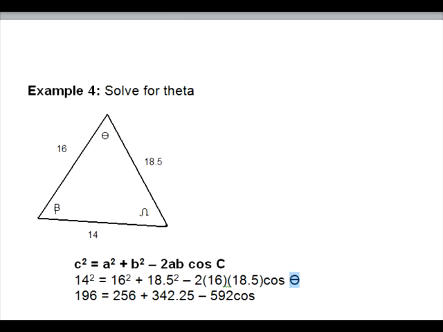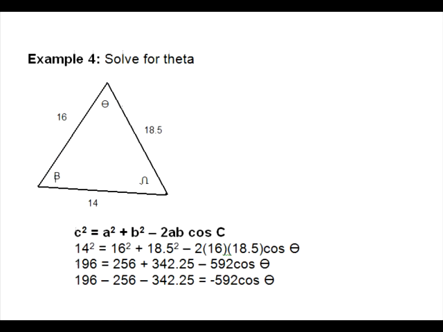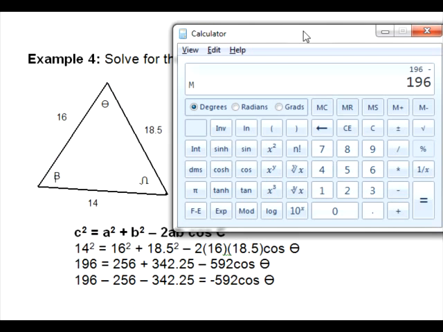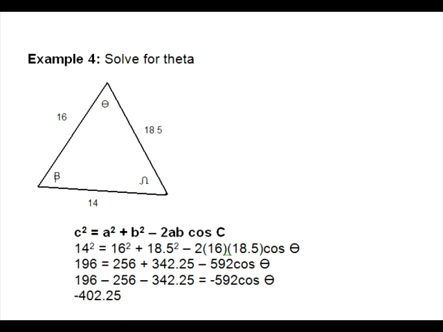So just like before, we have to then move over the positives. So write it as 196 minus 256 minus 342.25 equals negative 592 cos theta. Great. Using my calculator, I get negative 402.25 equals negative 592 cos theta. Great. Okay. Final step here is going to be to divide.